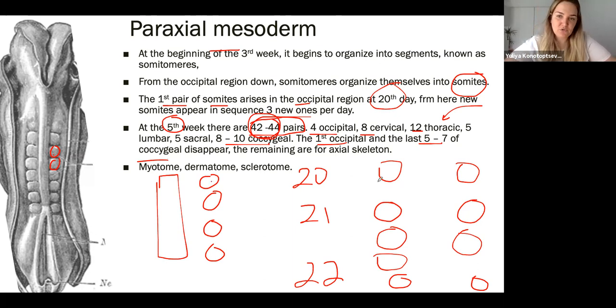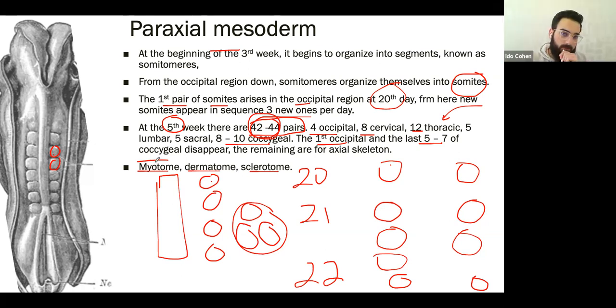Each somite, so this is just one somite here, has 3 clusters of cells. If I draw one somite, I can see myotome, I can see dermatome, and I can see sclerotome. What do you think myotome will give rise to? It will give rise to the skeletal muscle of the axial region, right? Sclerotome will give rise to the cartilage of the axial region, because your vertebrae arise through endochondral ossification. So first we make the cartilage in the shape of the vertebra, and then we convert that cartilage to become bone.